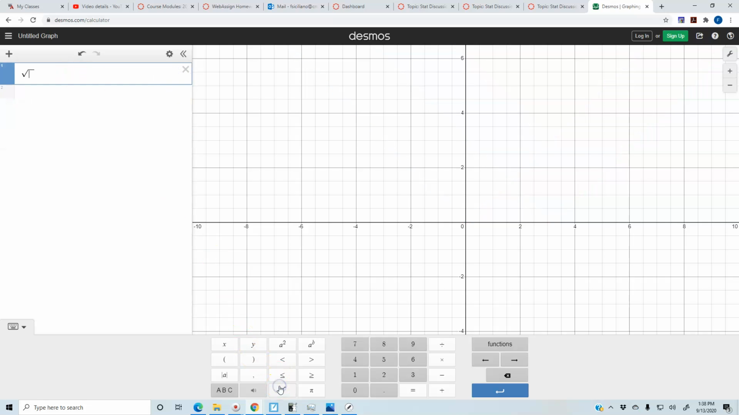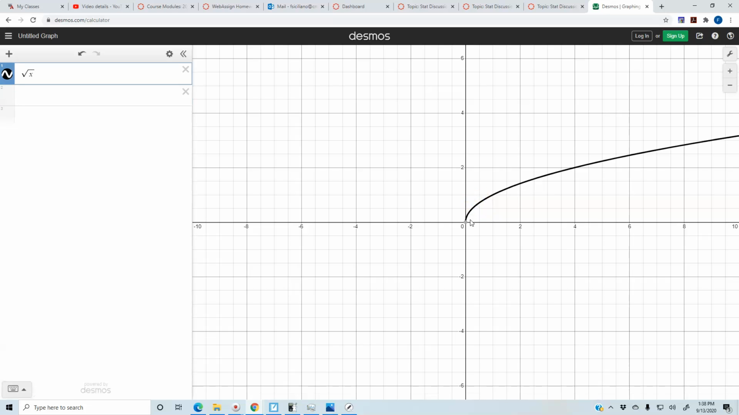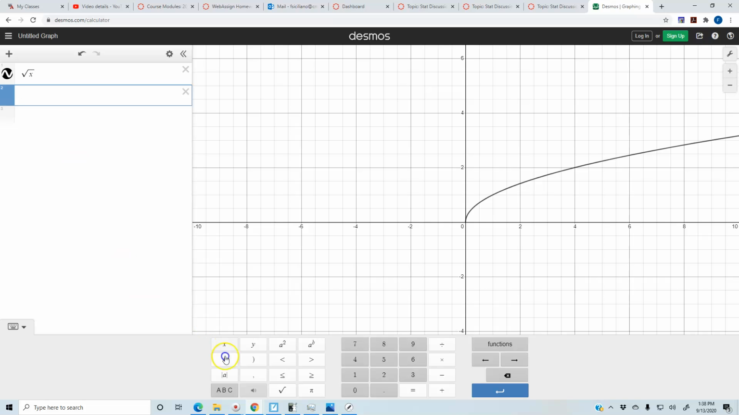Desmos, if we have the square root of x, that's what happens. So this was our original toolkit function, starting at 0, 0. And then if we take the square root of x and then subtract 1, we can see that it moves to the right 1 unit.